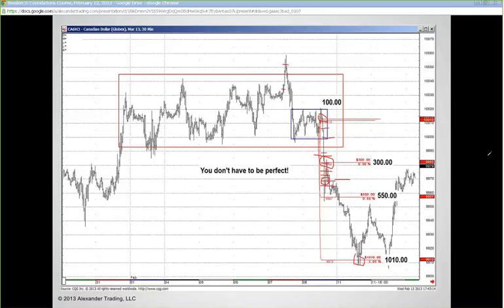But a lot of times we will all get in the way of it and try to fine-tune things, get too tight with stops and things like that. Any questions about this?